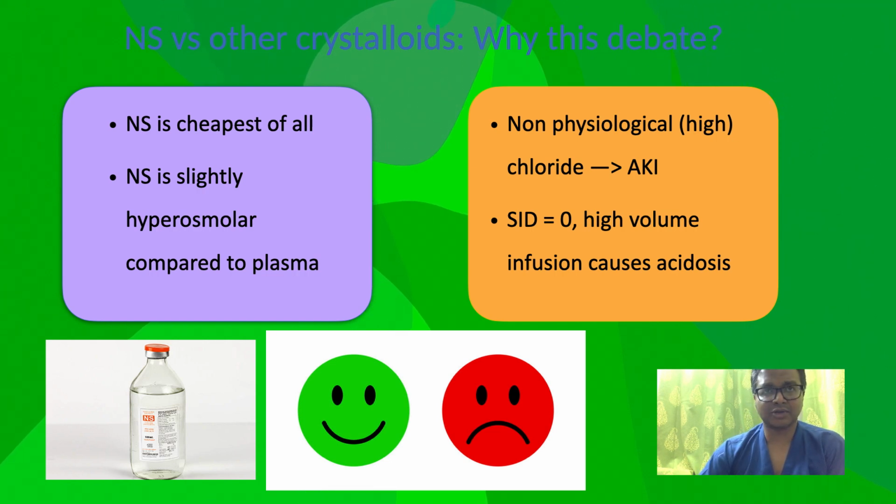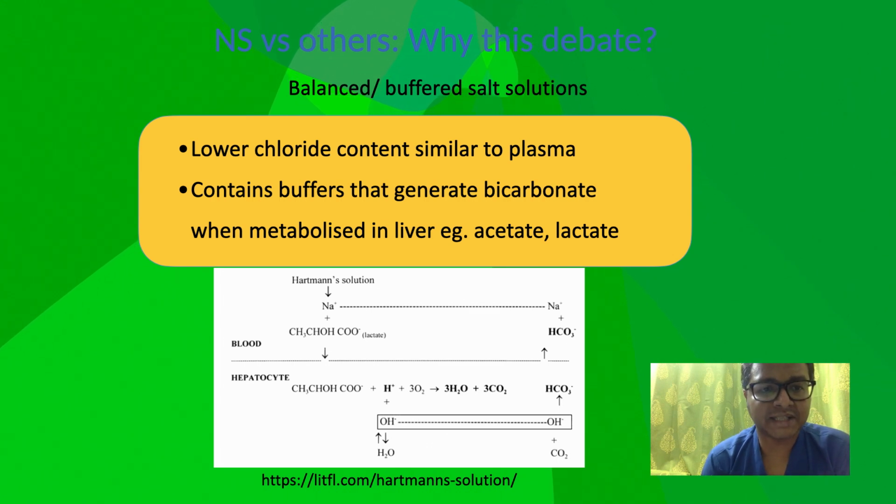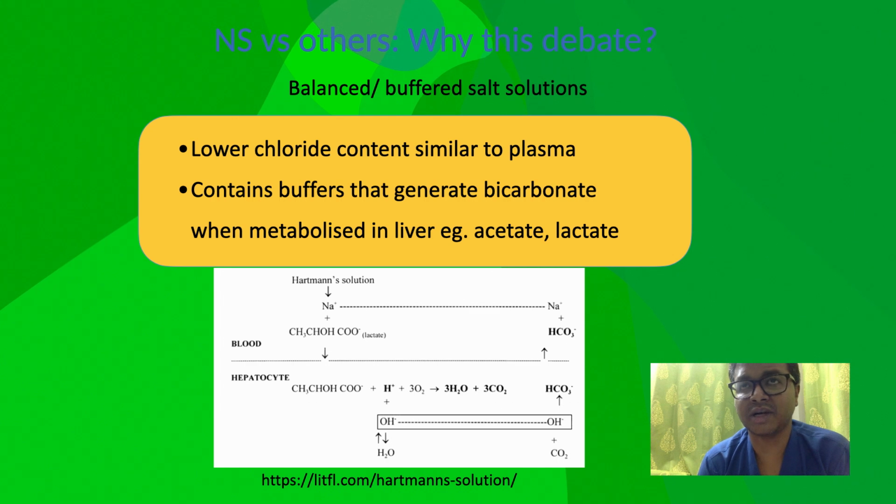So hence sodium chloride, though it is cheap and easily available, has two problems: it causes acute kidney injury and it causes a normal anion gap metabolic acidosis. Then what is the advantage of balanced salt solutions? These balanced salt solutions have two major advantages. One, they have lower chloride. The chloride content is much lower than that of sodium chloride or normal saline, and this lower chloride content doesn't lead to acute kidney injury, at least from our physiological understanding.